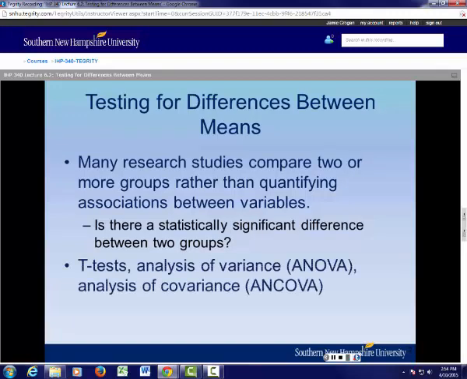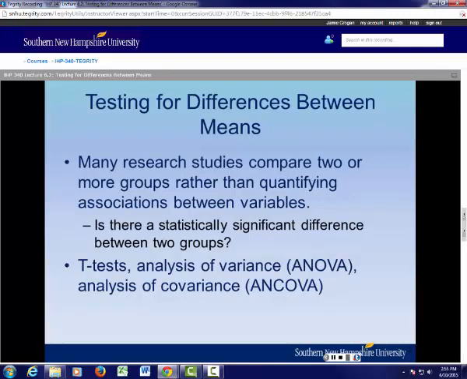Now usually the groups are getting something different. One is maybe a control group and the other group is some kind of an experimental group. So the difference between groups for whatever outcome variable is being measured means that whatever that experiment was, it made a difference. And so the tests that we're going to talk about will be mainly t-tests and analysis of variance.